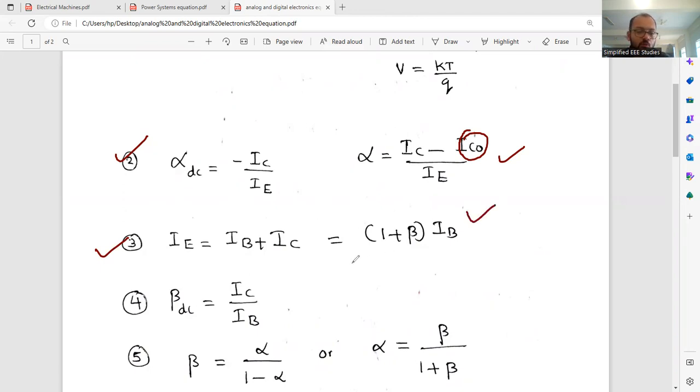Similarly, you can write in terms of beta also. That is 1 plus beta into IB. What is beta? Beta DC. It is another type of gain, that is IC divided by IB. That is another important formula.